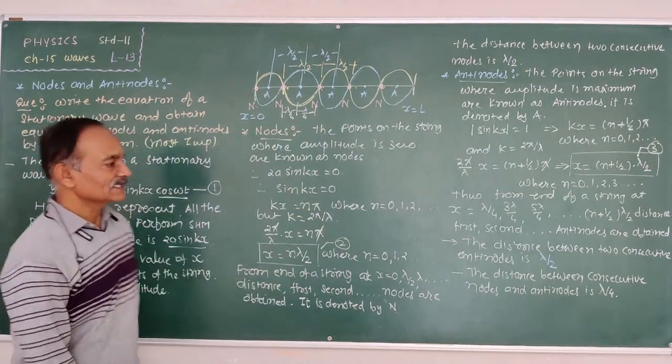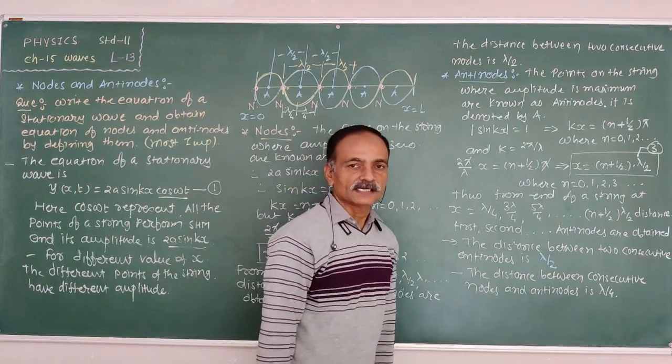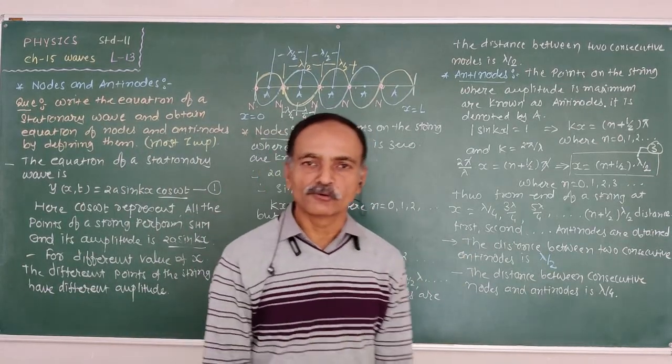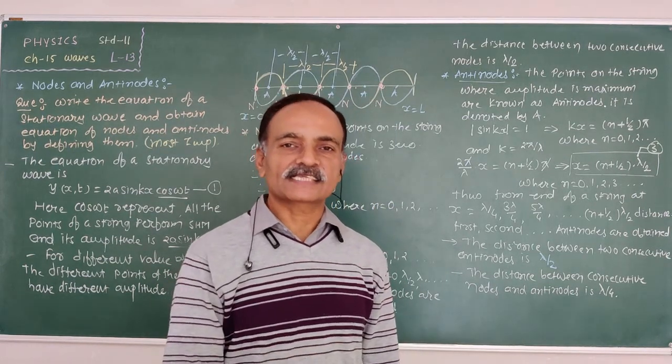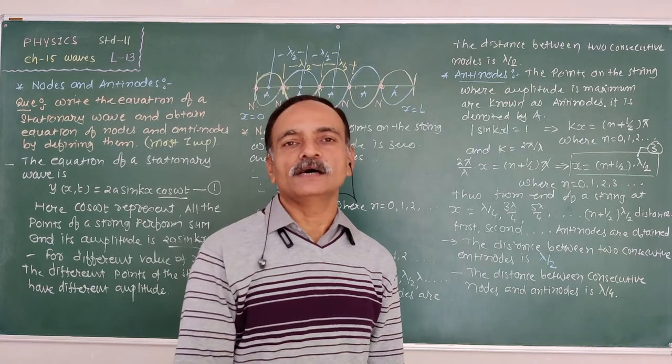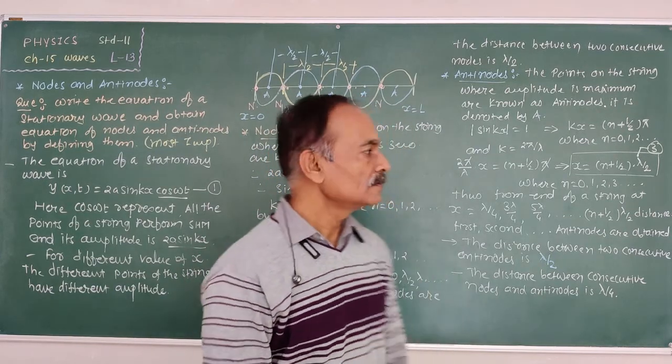So keep in mind, that is the most important thing for the one mark objective question. The distance between two consecutive nodes or antinodes is always lambda by 2, while the distance between a node and antinode or antinode and node is lambda by 4. Okay?